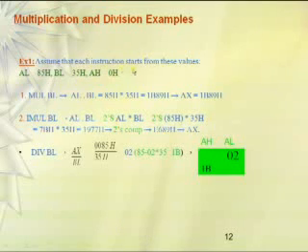Assuming that each instruction starts from these values, AL is 85H, BL is 35H, and AH is 0H. Now we are doing multiplication. So MUL BL performs multiplication with this register. As it is an 8-bit register, it gets multiplied with AL, that is AL times BL, which is 85H times 35H.